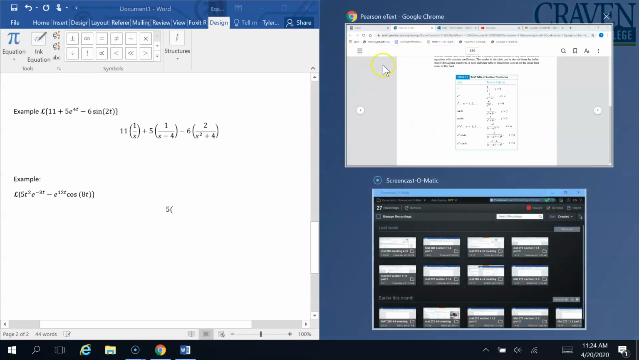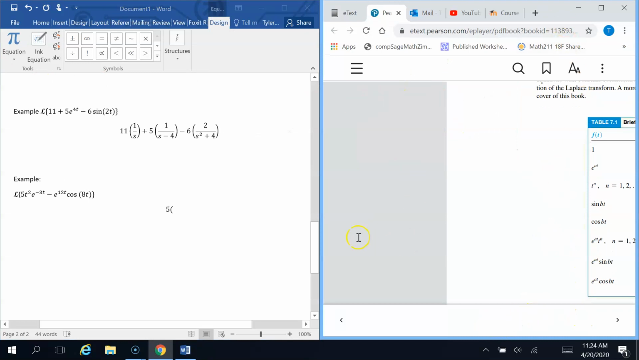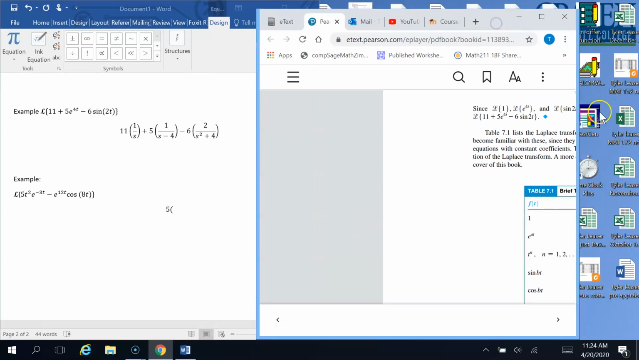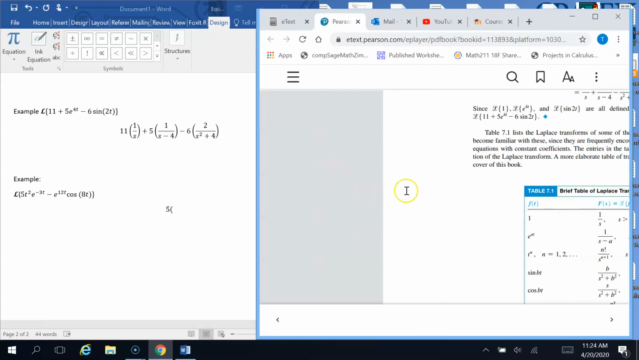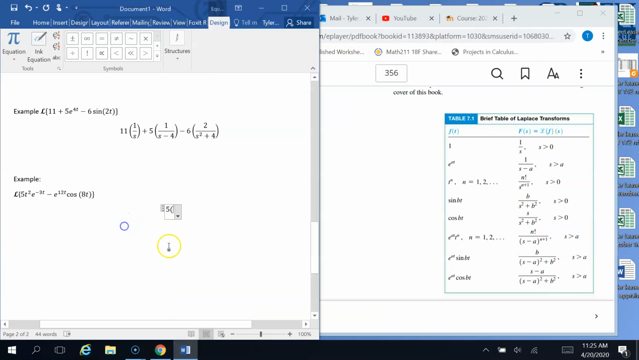Oh, you know what I could do? Let's do this. Am I going to be able to get it over there? Of course not. We're not that lucky. Let's see if I can do it like this. There we go. That works out.